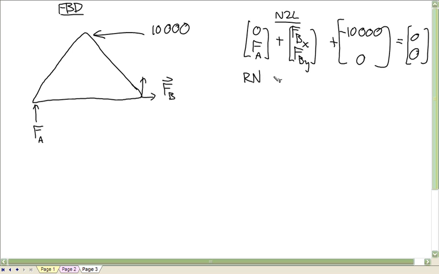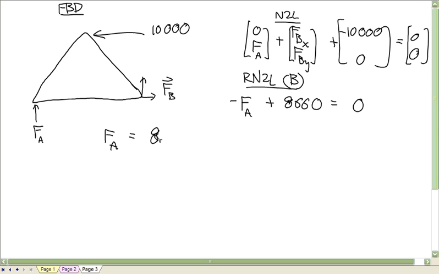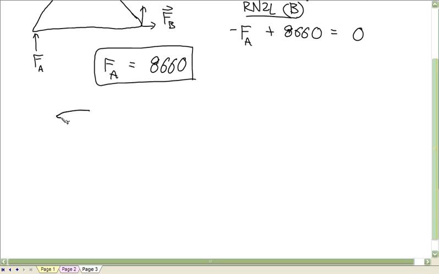And the rotational equation, I'll do it about B. So we have a clockwise moment produced by Fa with a moment arm of 1, so negative Fa. And then this has a moment arm of 0.866, so we have 8660 equals 0. And then that's all you need. Fa is 8660. So now we can move on to the square-threaded screw problem with a force of 8660.